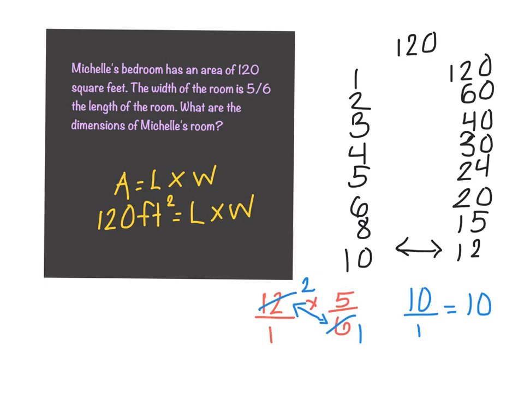So if the width of the room is 5/6 the length of the room, the length is the longer number. So my length is equal to 12, and my width is equal to 10. Okay, that was a lot of hard work. Actually, it was a lot of work. It wasn't really hard. It required perseverance.